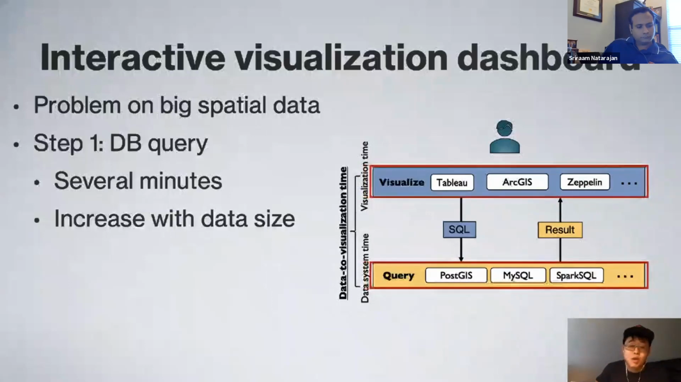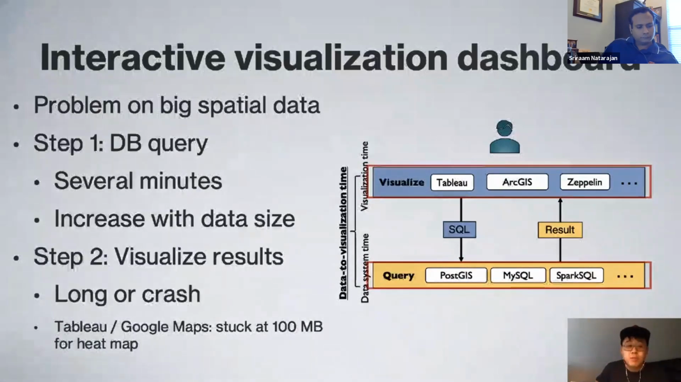After we get the query result from the underlying database, the second step is to visualize the result in the visualization dashboard. If the returned query result is large, the visualization step will take a very long time to finish, or it may even crash. So if you go back to use Tableau or Google Maps to draw heat map applications on the data, this kind of application will start to struggle at 100 MB. After that, it will take forever to finish, or it will just crash your computer. So how can we solve that?